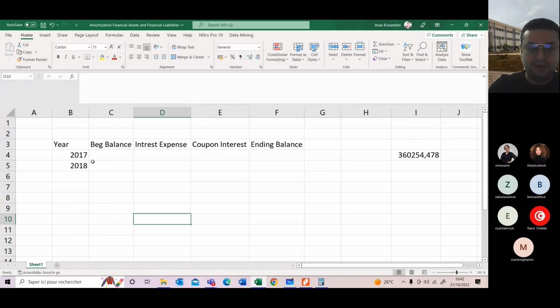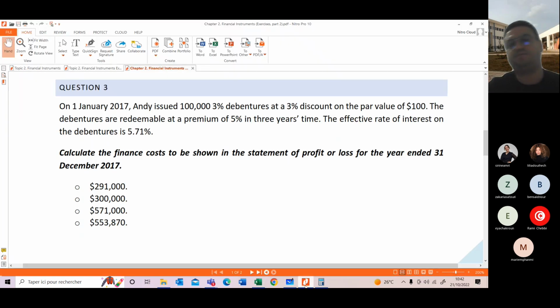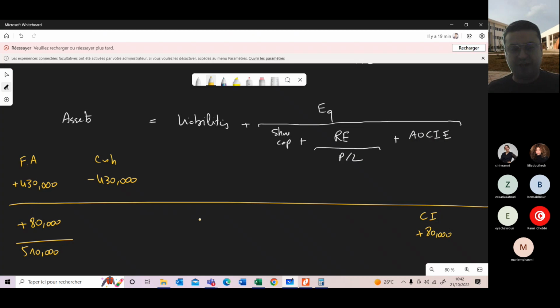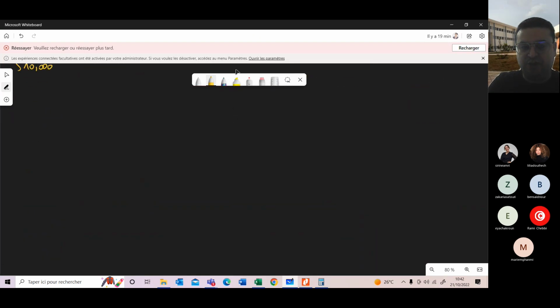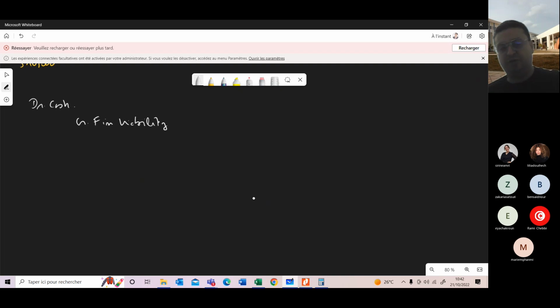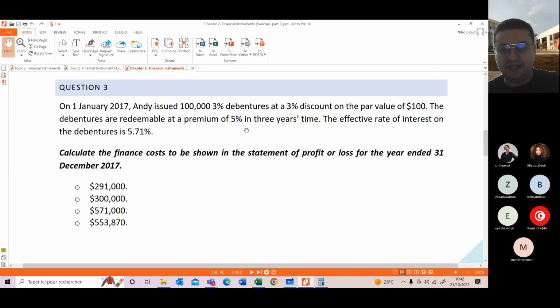For the beginning balance, what do you have in 2017? In other words, what is the initial recognition and how do we record it? So of course, from the issuer perspective, you debit cash and you credit financial liability. For which amount? The issuance is being at what? At 3% discount. It means at 97% of the par value of the bonds.